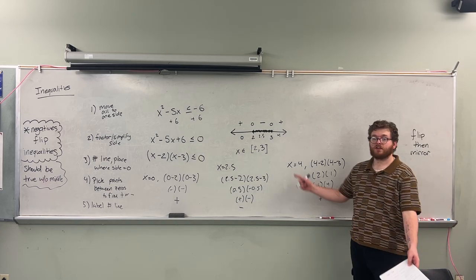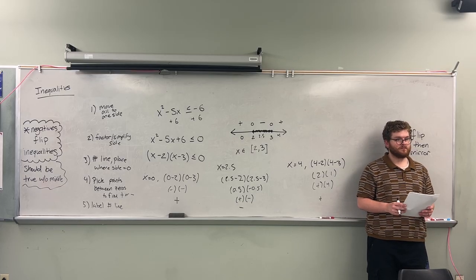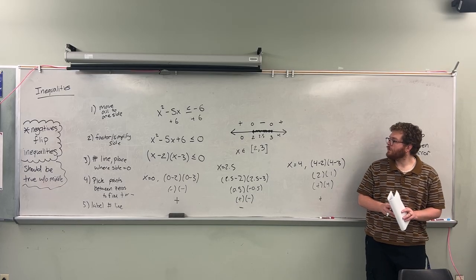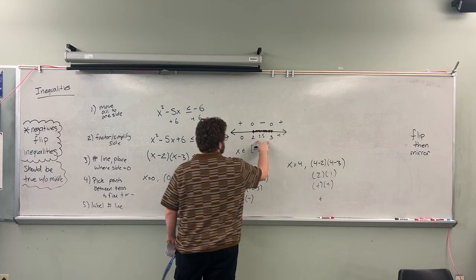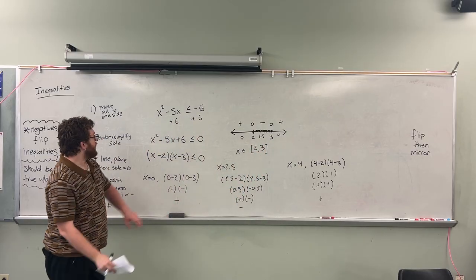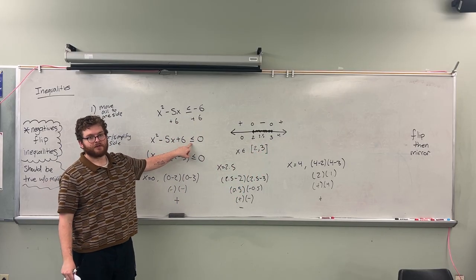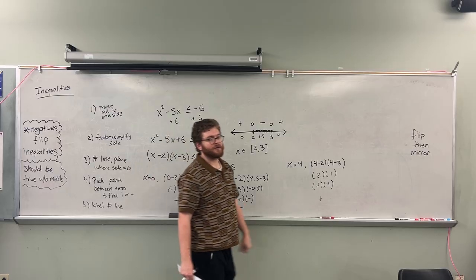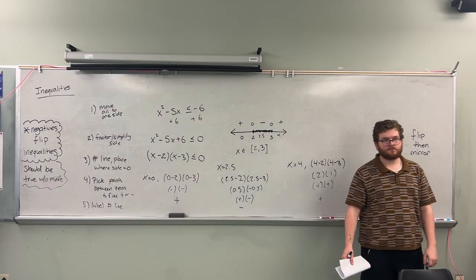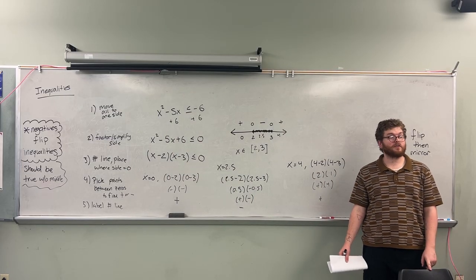Are there any questions at all about, yes? Why are 2 and 3 included? Because they're equal, the function's equal to 0 here, and it asks for where it's less than or equal to 0. And so that's why we put those points, because they are equal to 0 there. Good question. Any other questions?